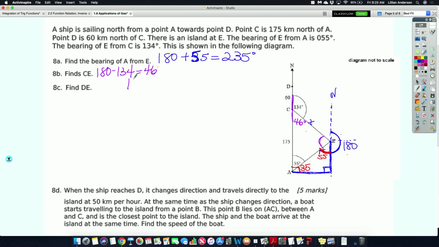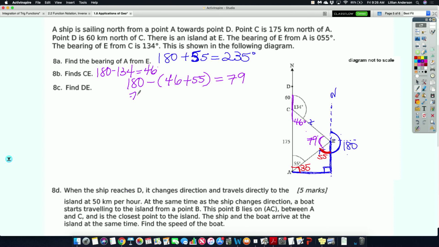So I need to add 46 and 55 and subtract those from 180. When I do that, what do I get? 79. So this angle right here is 79 degrees. And now that I have an angle across from a given side and the angle across from the side I'm looking for, I can find CE, which is labeled X right now.